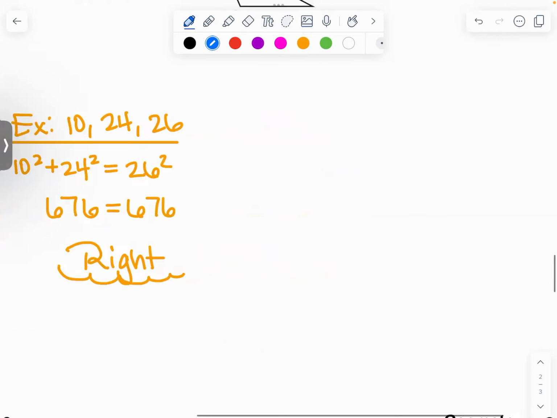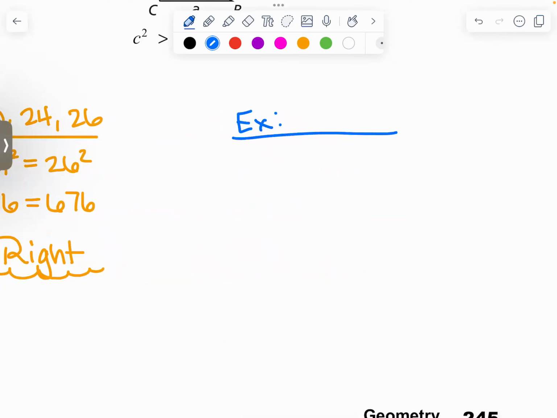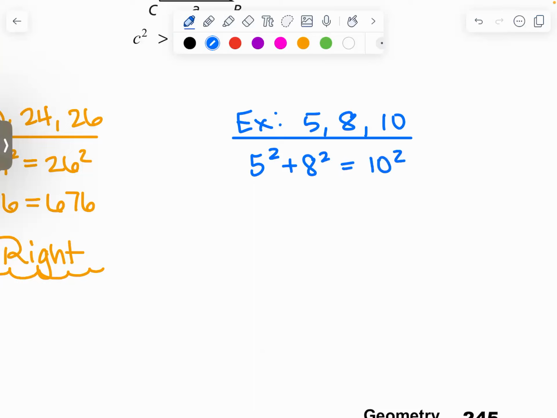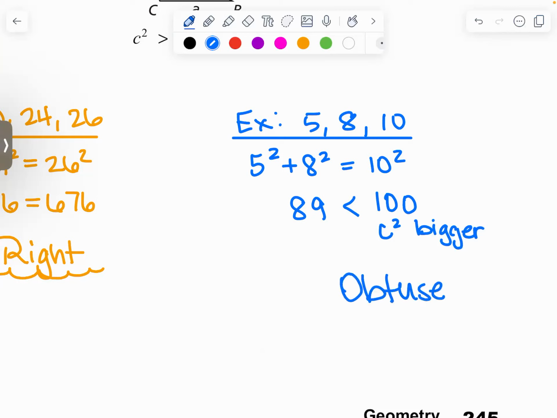So now, last example, we're gonna do a triangle that has sides of 5, 8, and 10. Which one is our C? 10. So we have 5 squared plus 8 squared equals 10 squared. I know 10 squared is 100. What's 25 plus 64? 89. So this time C squared is bigger. What does that mean? We have an obtuse triangle.